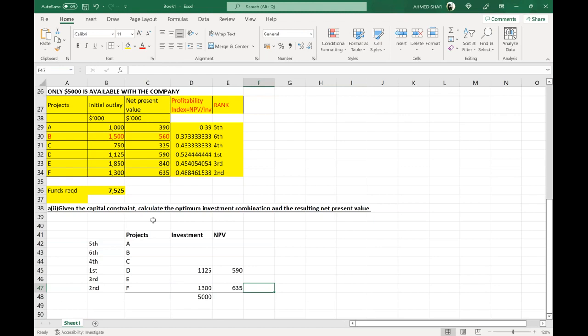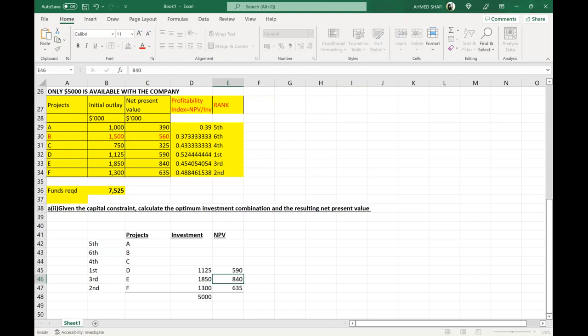Keep an eye on the amount. 5,000 was available. 1125 went in the first one. 1,300 went in the second one. What is the third rank? E. How much does E require? E requires 1850. Do you have 1850 with you? Yes. 5,000, 1125 was spent, 1,300 was spent. You still have money, so inject 1850 in E. Have you invested the full amount in E? Yes. Full amount means you will get full NPV.